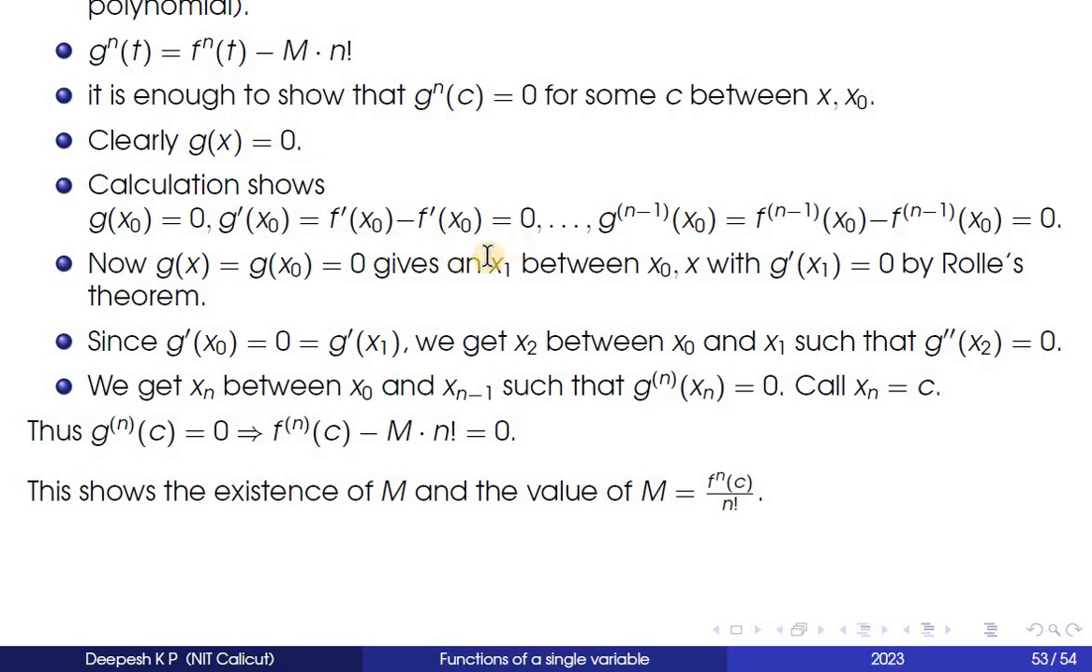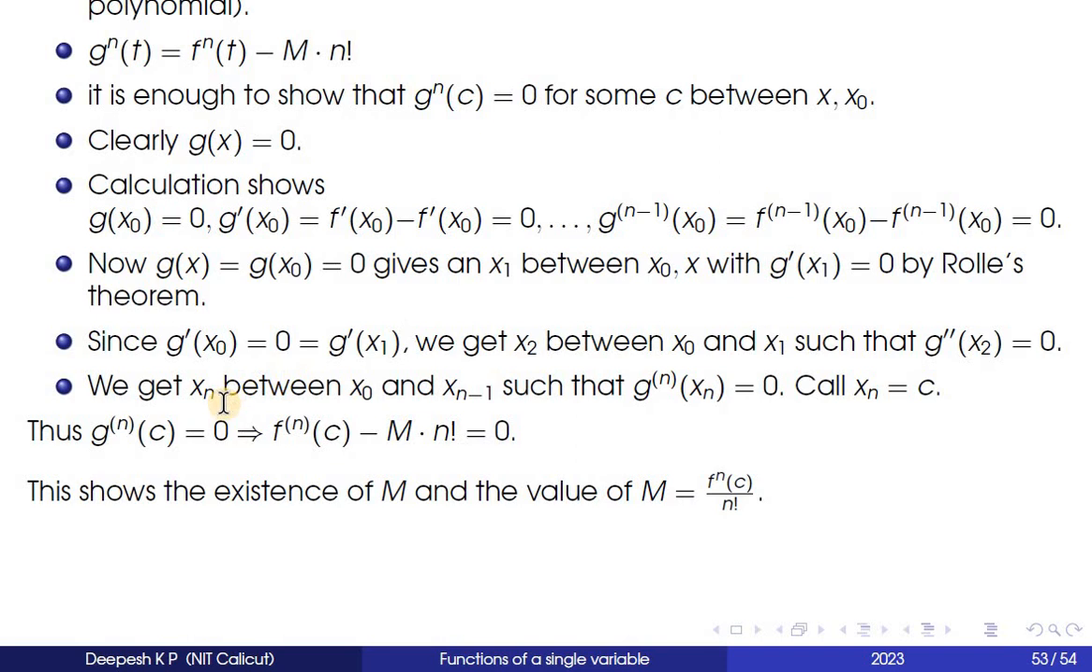So by Rolle's theorem, you can say that there exists an x1 between this x and x naught such that g dash vanishes at x1. So g dash x1 is equal to 0. Now you consider this g dash x naught equal to 0 and g dash x1 also equal to 0. So in between this x naught and x1, you can find again by Rolle's theorem an x2 between x naught and x1 such that g double dash of x2 equal to 0. Now we consider this g double dash of x2 equal to 0 and g double dash of x naught equal to 0. So in between x naught and x2, you can find a g triple dash x3 equal to 0.